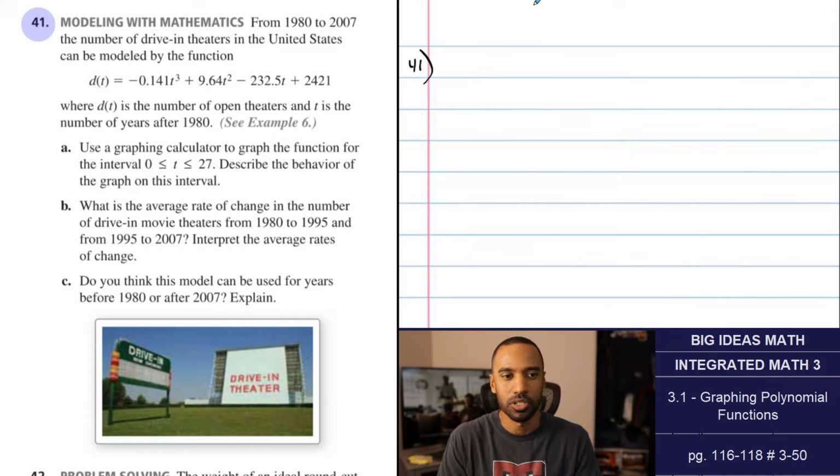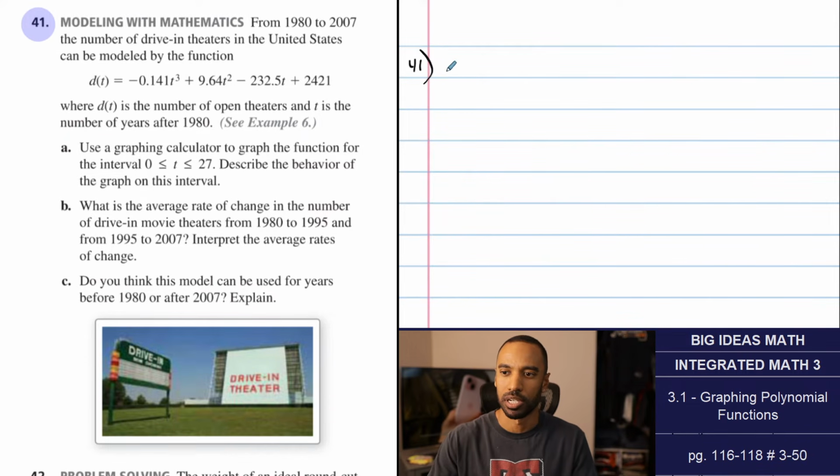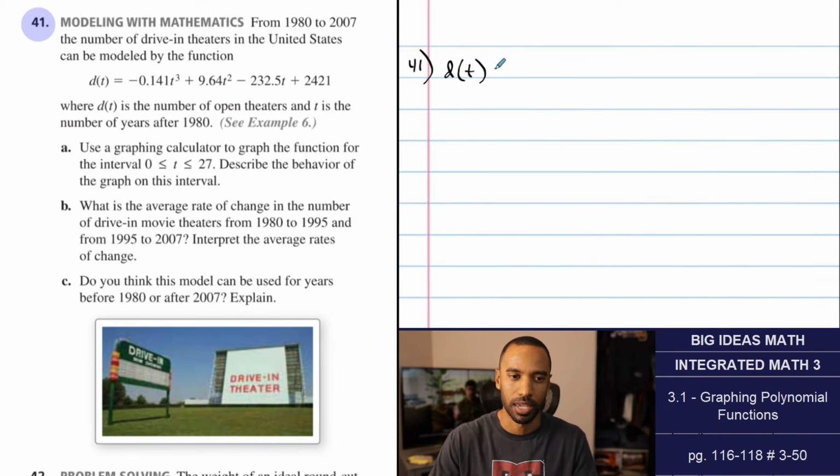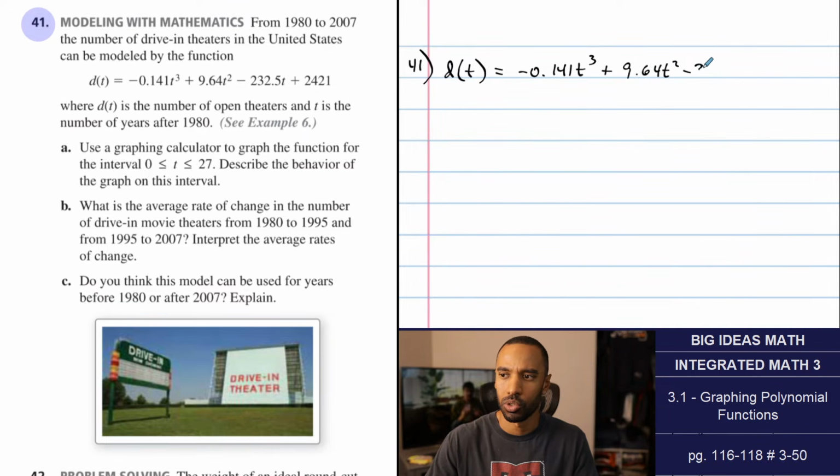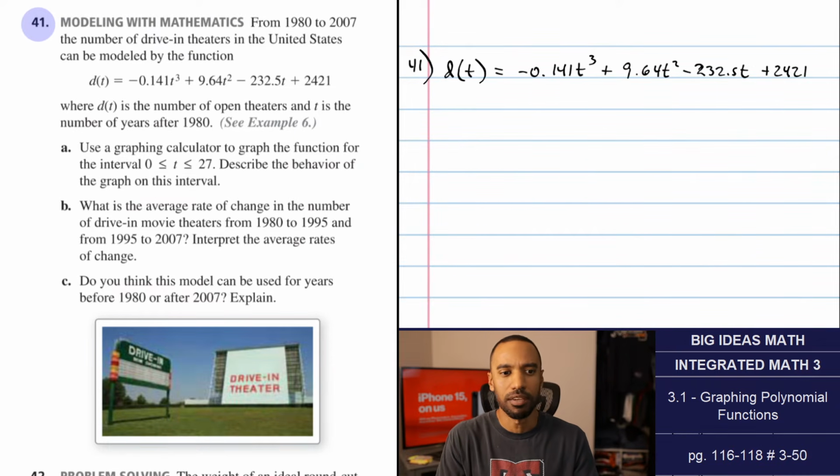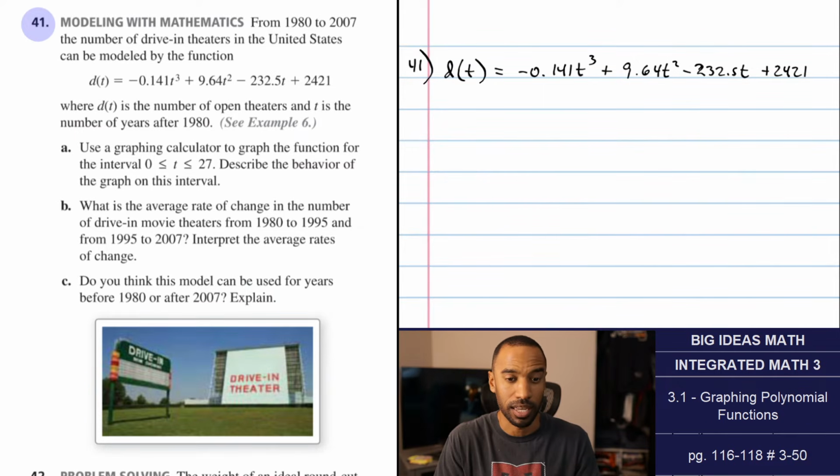The number of drive-in theaters in the United States can be modeled by the function d of t, oh, we're going to use a calculator, equals negative 0.141 t cubed plus 9.64 t squared minus 232.5 t plus 2,421. Where d of t is the number of open theaters and t is the number of years after 1980.